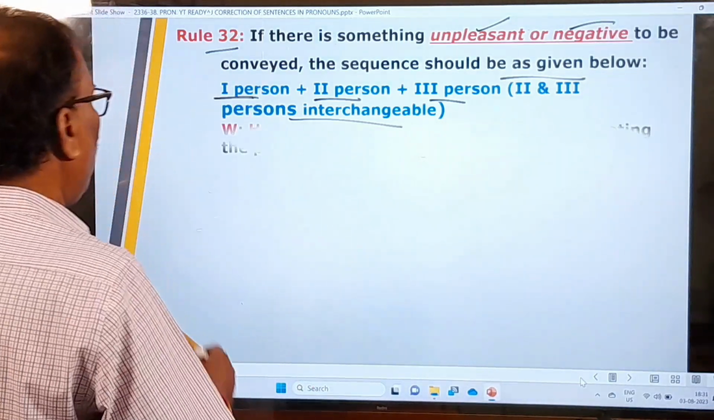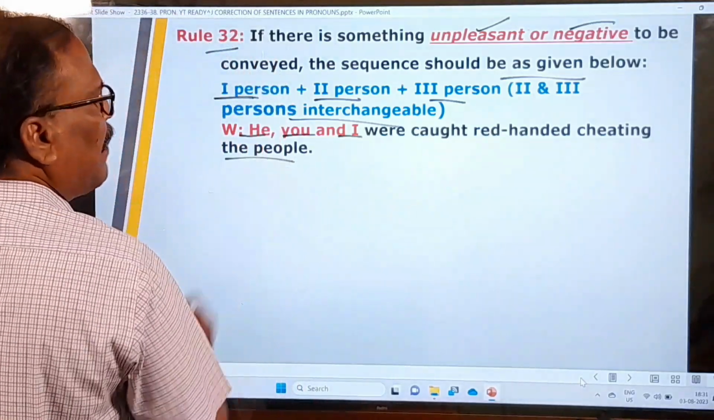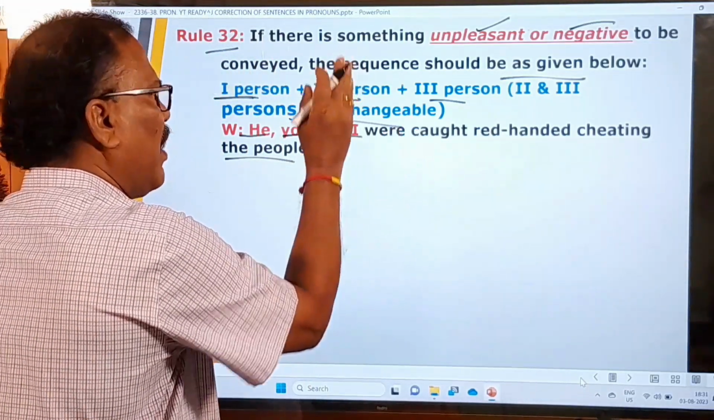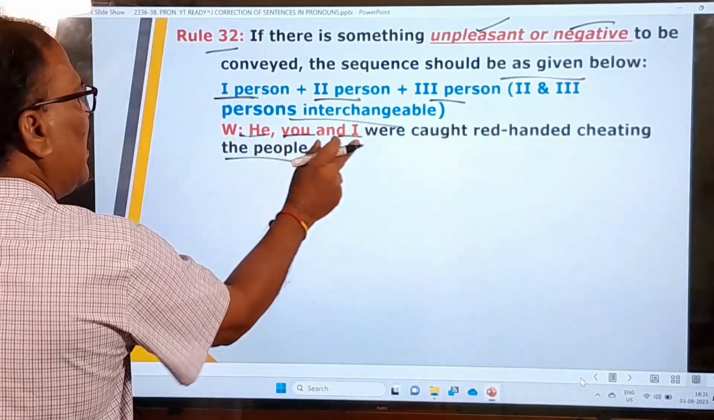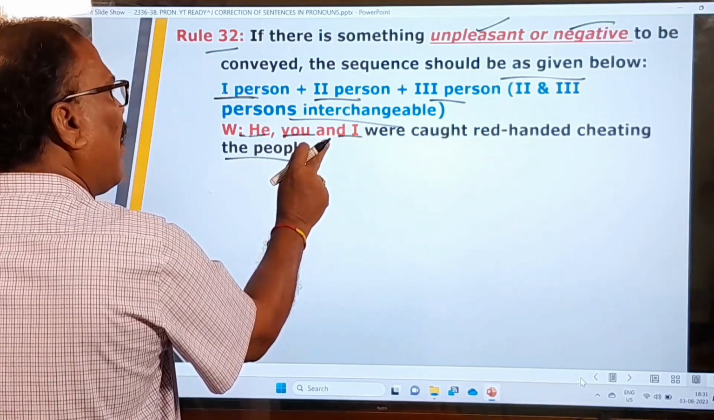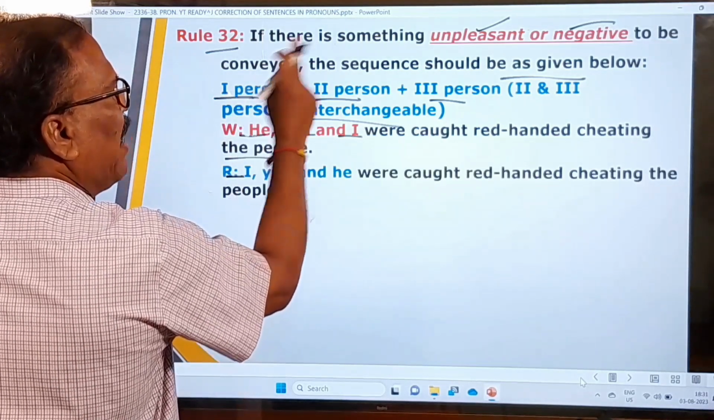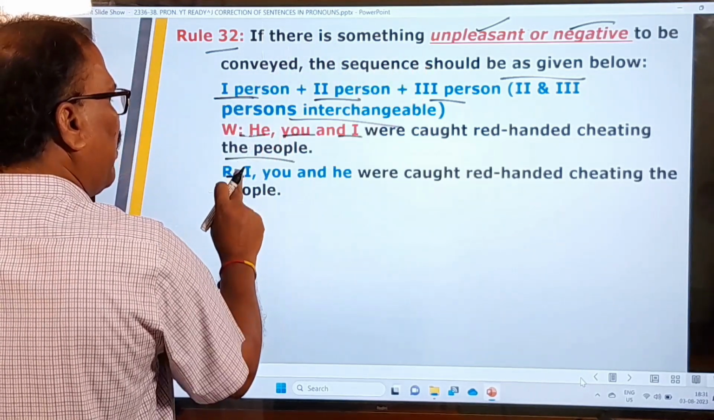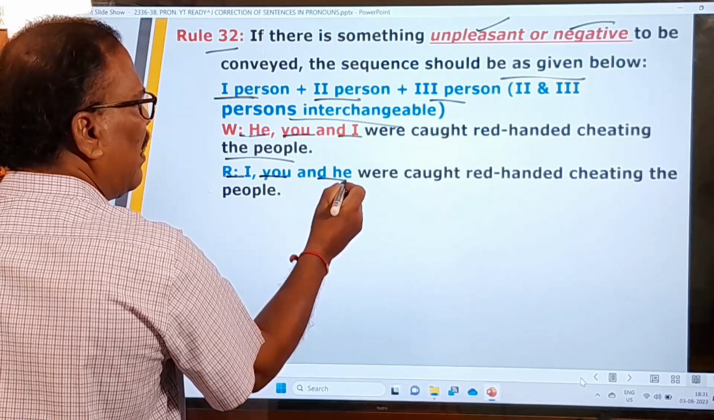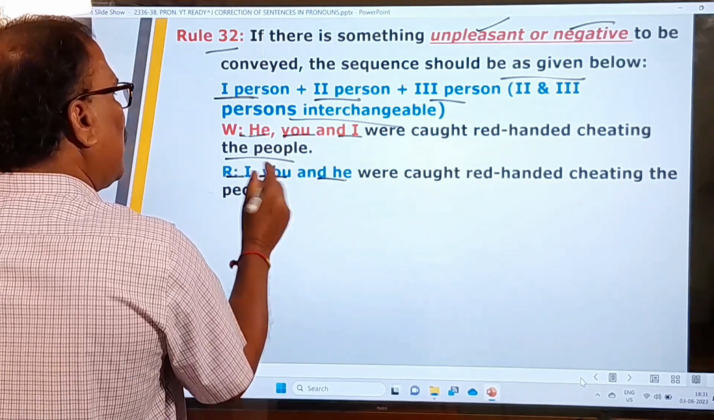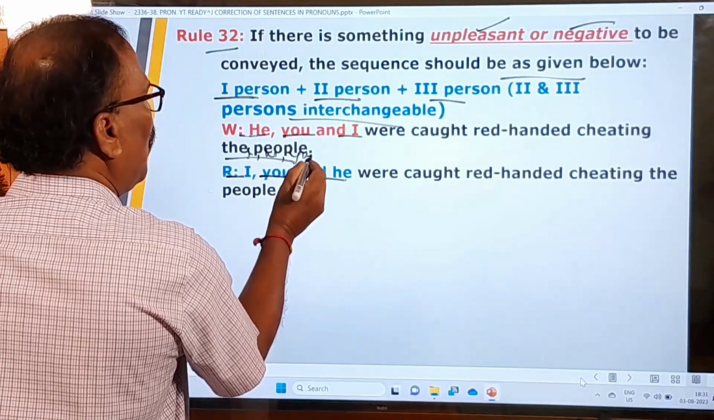Very important. And now we'll give you an example: he, you, and I were caught red-handed cheating the people. So it's some bad news. He, you, and I were caught red-handed, but that is not the right order of the persons. What is that? I, bad. If it is bad news, first you have to mention yourself: I, you, and he. This is the order. And you can also reverse this: I, he, and you. That also you can say.